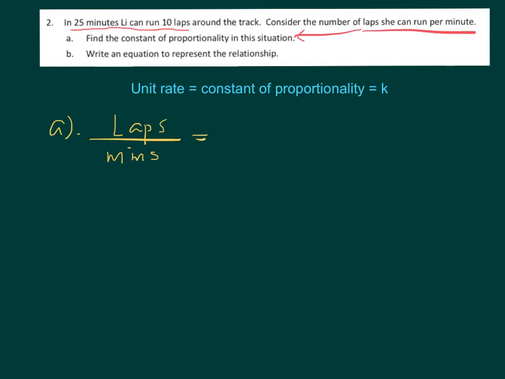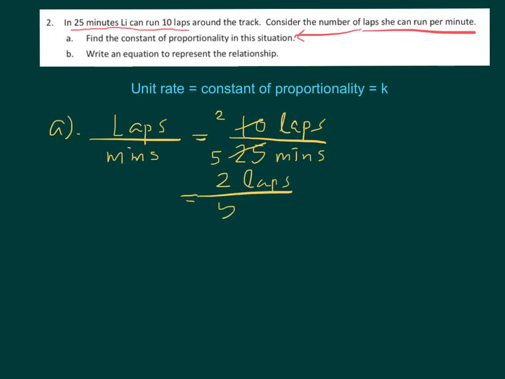Okay, so Lee can run 10 laps in 25 minutes. So 10 laps over 25 minutes. Okay, so let's simplify this. I will simplify it by 5, so 10 turns into 2 because 10 divided by 5 is 2. 25 divided by 5 gives you 5, so I have 2/5. So it is 2 laps in 5 minutes.